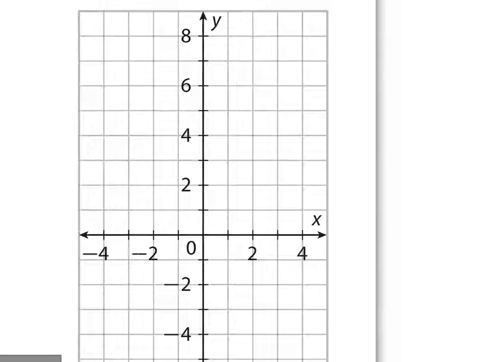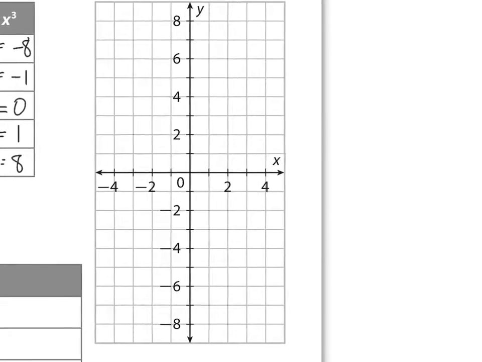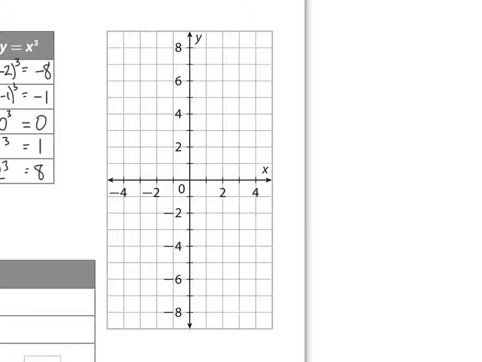So here is my graph. Let me zoom out just a bit. Let's go plot those points. So I have 0, 0. I had -1, -1, 1, comma 1, 2, comma 8, and -2, comma -8. So the graph looks like this, kind of like a backwards S, if you would.